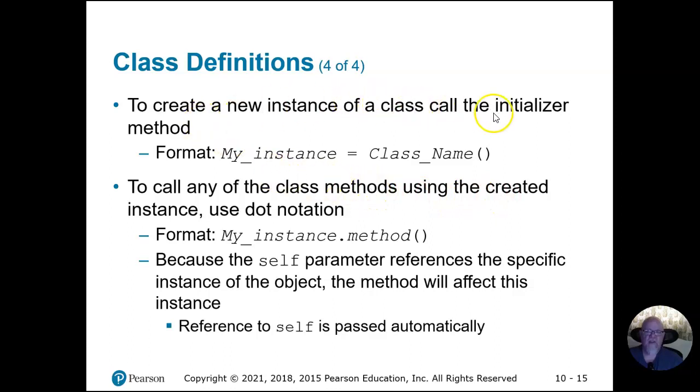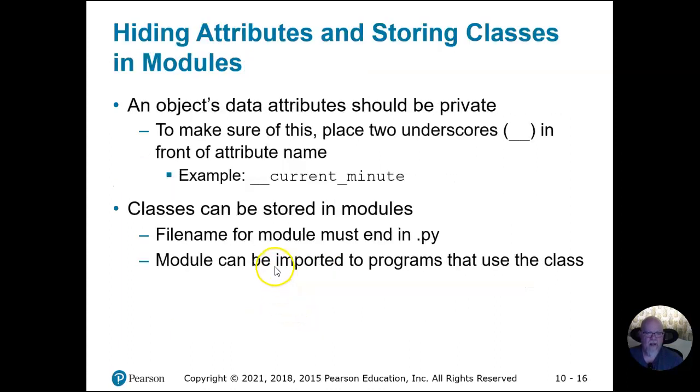To create a new instance of a class, we call my instance equals the class name. To call any class methods, we basically say the name of that instance dot the method. We've seen that, just like with the pickle, we have the dot load and the dot dump. The self parameter references specifically the actual instance of that object that's been created, and that's passed automatically.